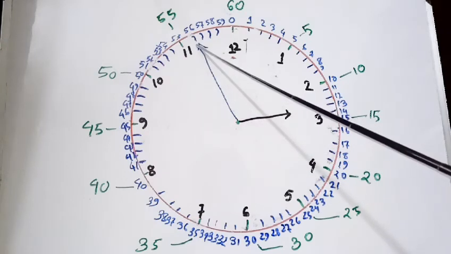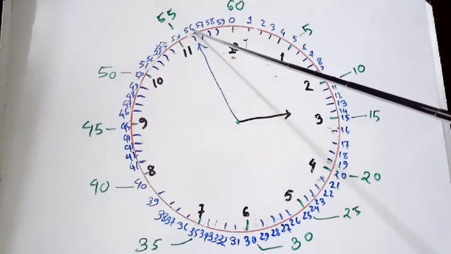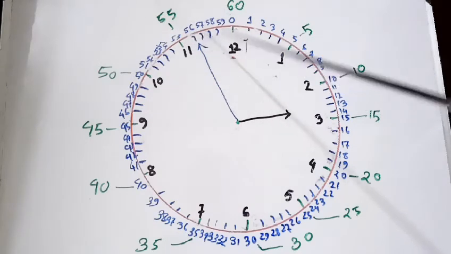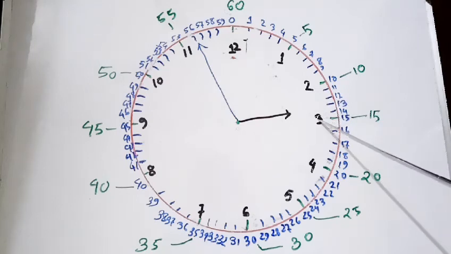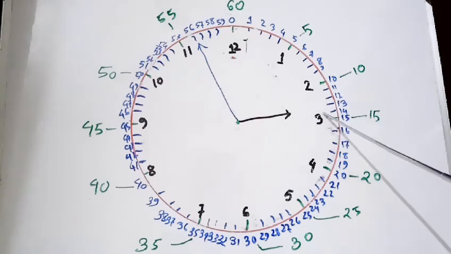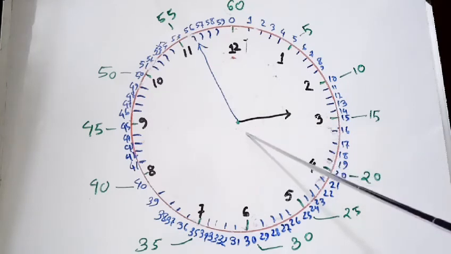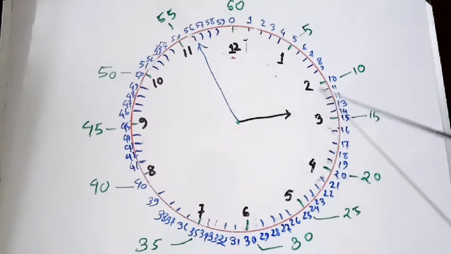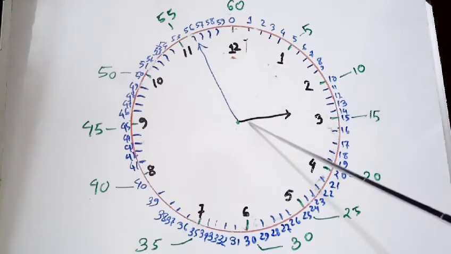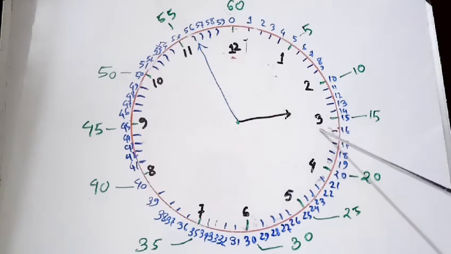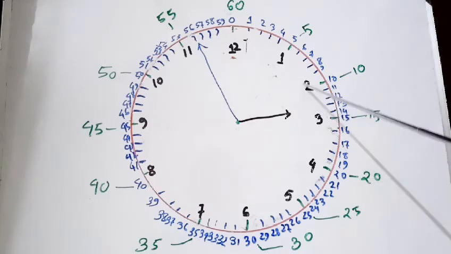Here the minute hand is located at 56, 55 plus 1, 56 minutes, and the hour hand is located between 2 and 3, near 3, but we will tell this time as 2 hour 56 minutes. It has actually not crossed 3, that's why the time will be 2 hour.